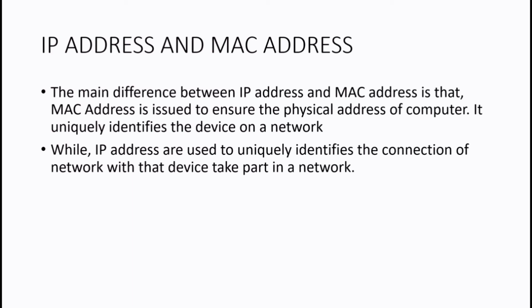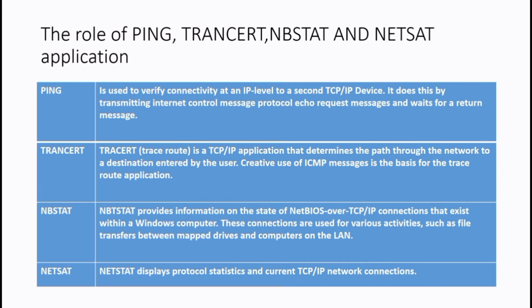The main difference between IP address and MAC address is that MAC address is used to ensure the physical address of a computer. It uniquely identifies the device on a network. MAC stands for Media Access Control, while IP address is used to uniquely identify the connection of a network with that device taking part in a network. So the table shows the role of ping, tracert, NBTstat, and netstat.